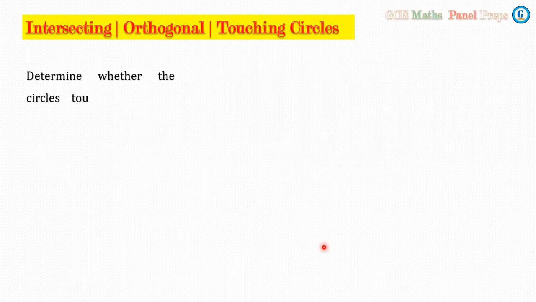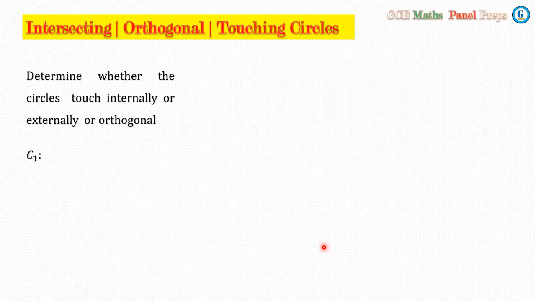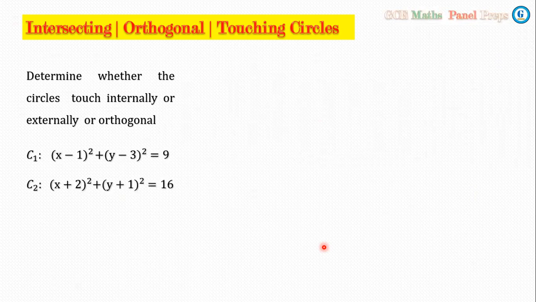So now, determine whether the circles touch internally or externally. This is an example, or they are orthogonal. So we have these two circles, C1 and C2. We want to determine if they touch internally, or touch externally, or they're orthogonal, or maybe they do not even intersect at all.